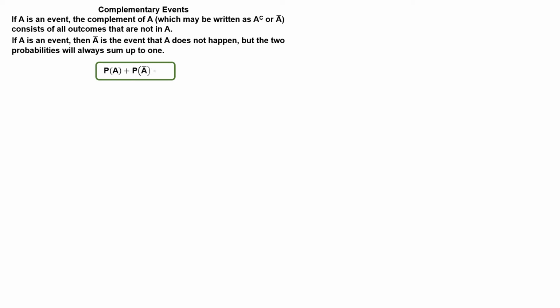If A is an event, the complement of A, written A bar, consists of all outcomes that are not in A. In other words, the complement of event A is the event when A fails to occur. If A is an event, then A bar is the event that A does not happen, but the two probabilities will always sum up to 1. The probability of an event A plus the probability of the complement of the event A equals 1.